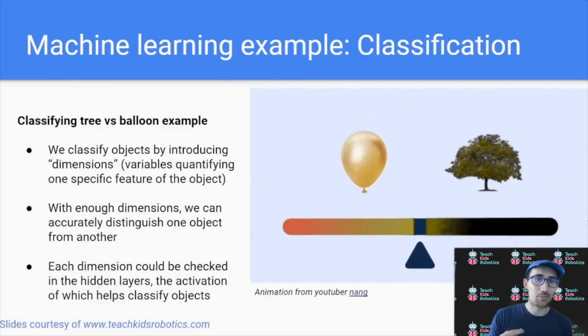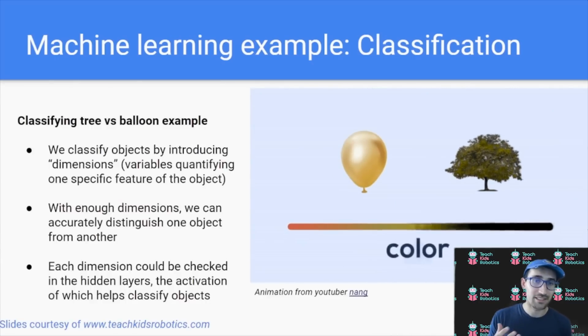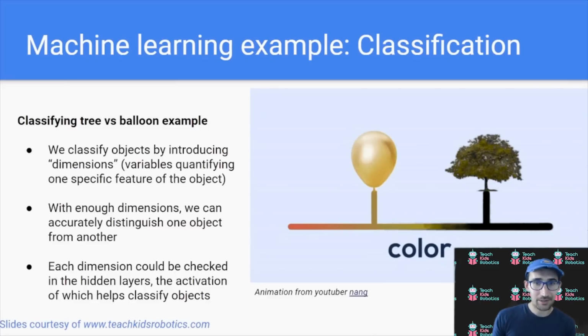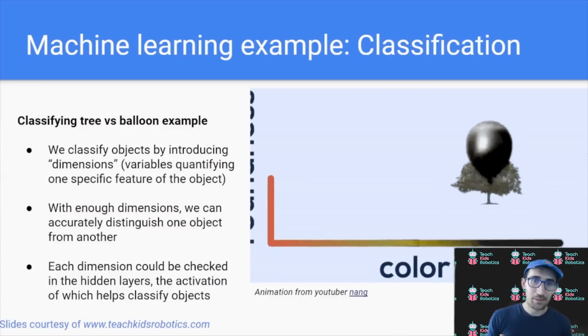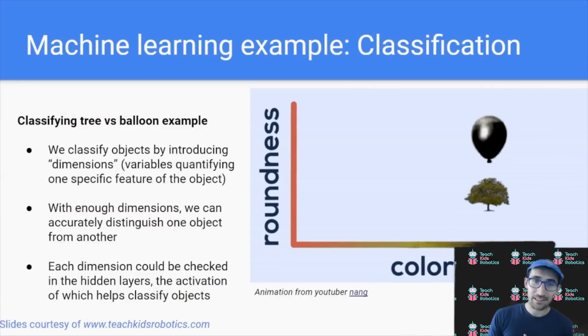So let's talk a little bit more about that dimensionality and the ability to classify what something is. Imagine we're trying to classify the difference between a golden balloon and a tree. So one thing we could do is consider color to differentiate the balloon and the tree. But what if the balloon was green? Now our single dimension, color, can no longer classify the difference between the tree and balloon.